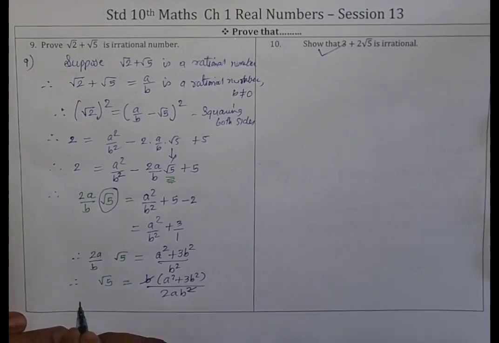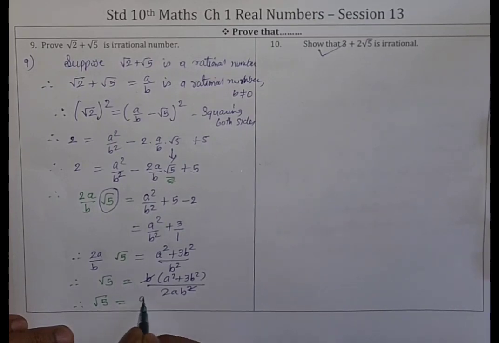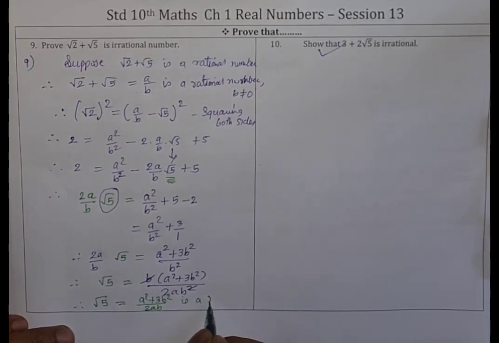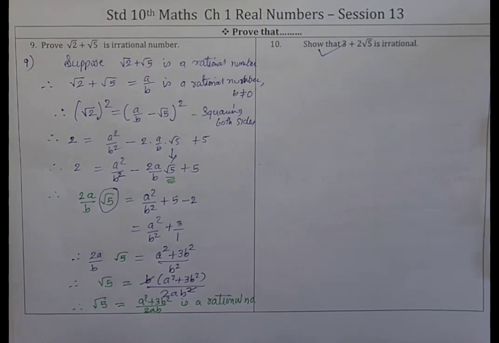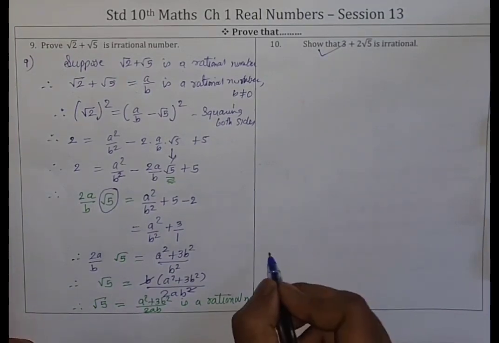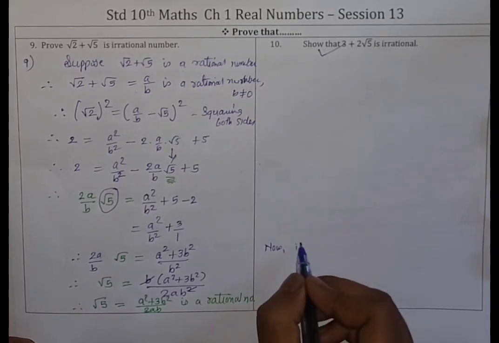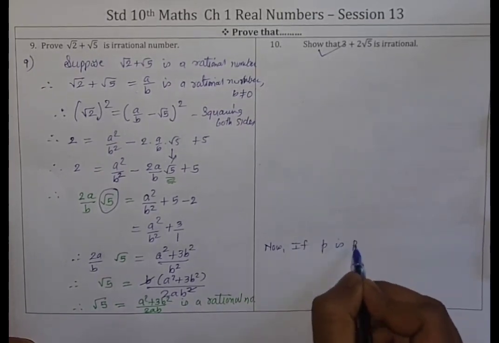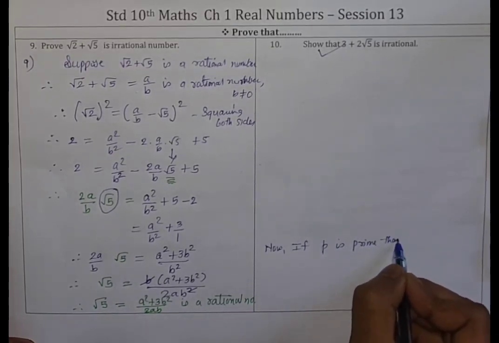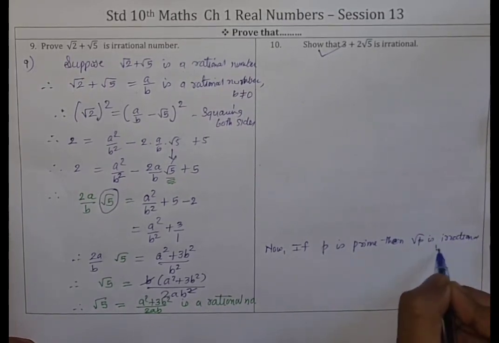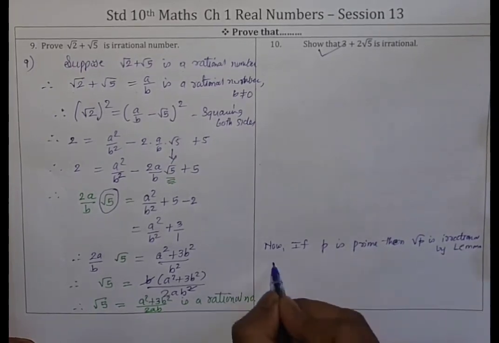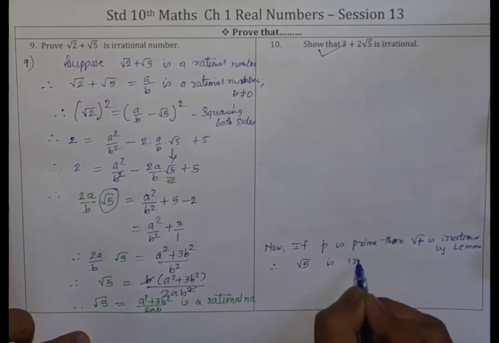Therefore, root 5 is equal to a square plus 3b square upon 2ab, a rational number. Alright, I'll use this part. But you can see now, 5 is prime. Now, if P is prime, then root P is irrational by lemma. Therefore, root 5 is irrational.